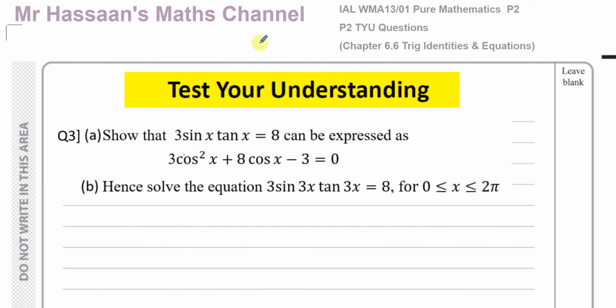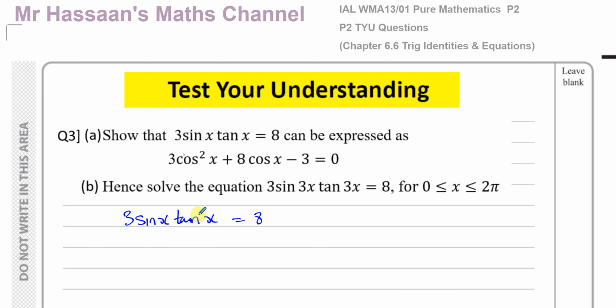Now in this question, we are asked first in part A to show that 3 sine x tan x equals 8 can be expressed as 3 cosine squared x plus 8 cosine x minus 3 equals 0. So we have to start with 3 sine of x times tan of x equals 8 and re-express it in this form. When you start with a question such as this, sometimes you can't see how we're going to get to the answer directly, so you have to take it step by step.